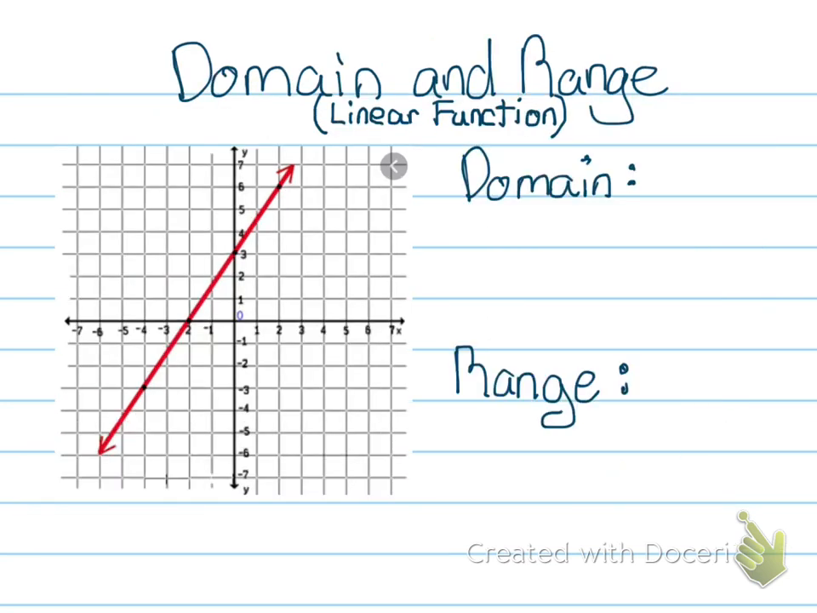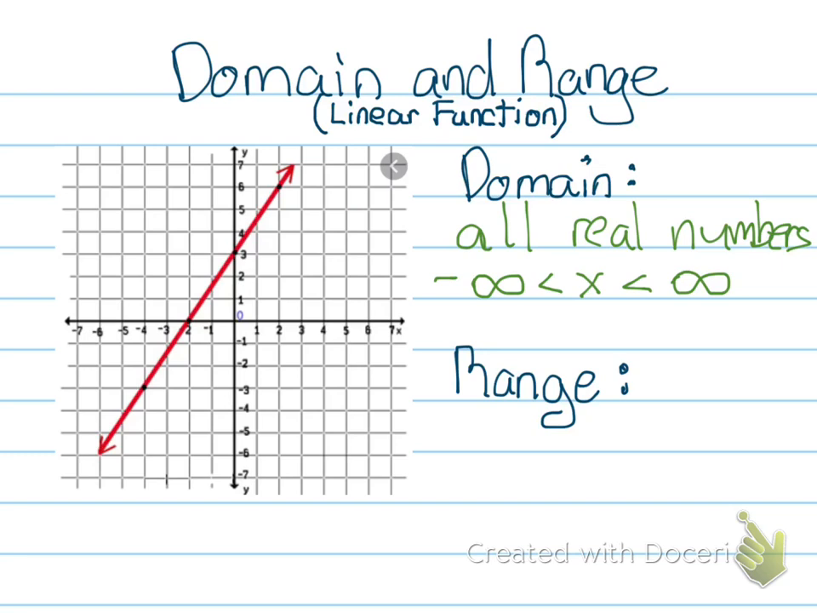And then the last two characteristics we're going to focus on is the domain and the range. Since there are arrows on both ends of your linear function, your domain is going to basically be all real numbers. If you want to write it in inequality notation, it's going from -infinity less than x, which is less than infinity. And I'm using x because we're talking about domain.